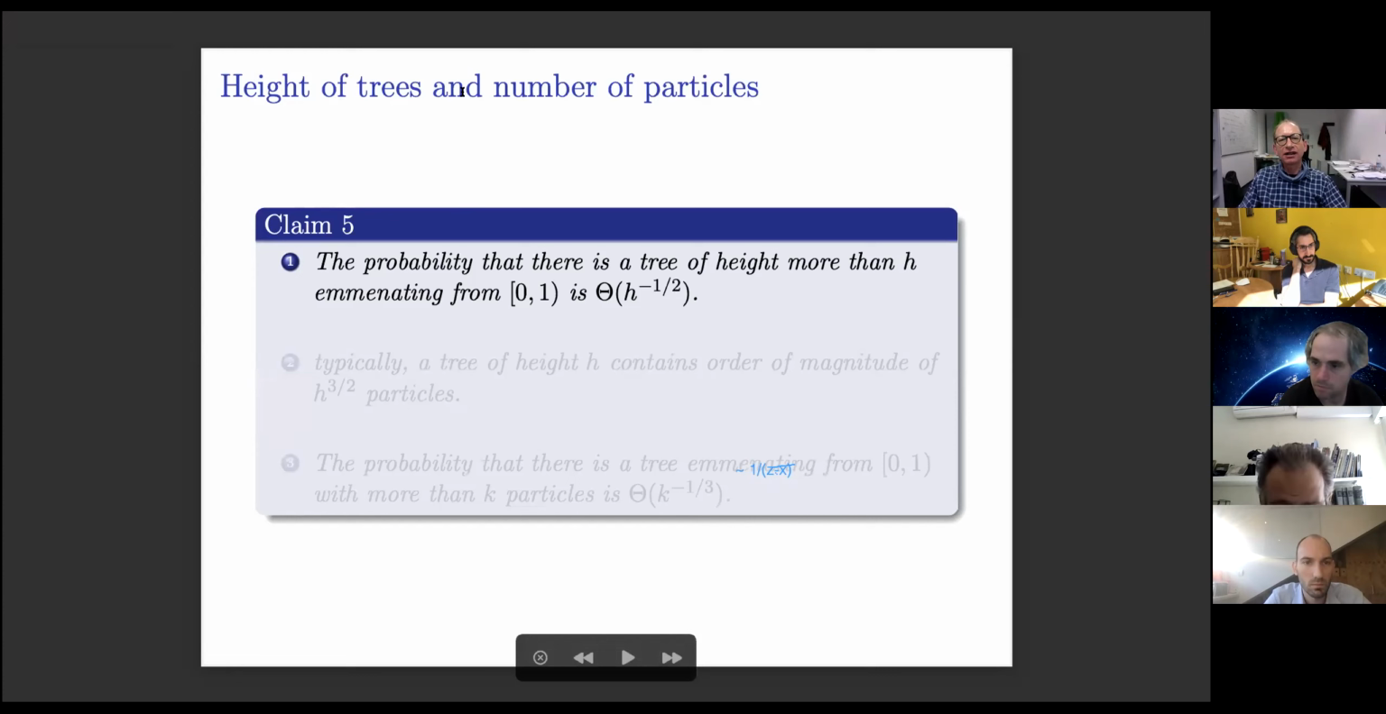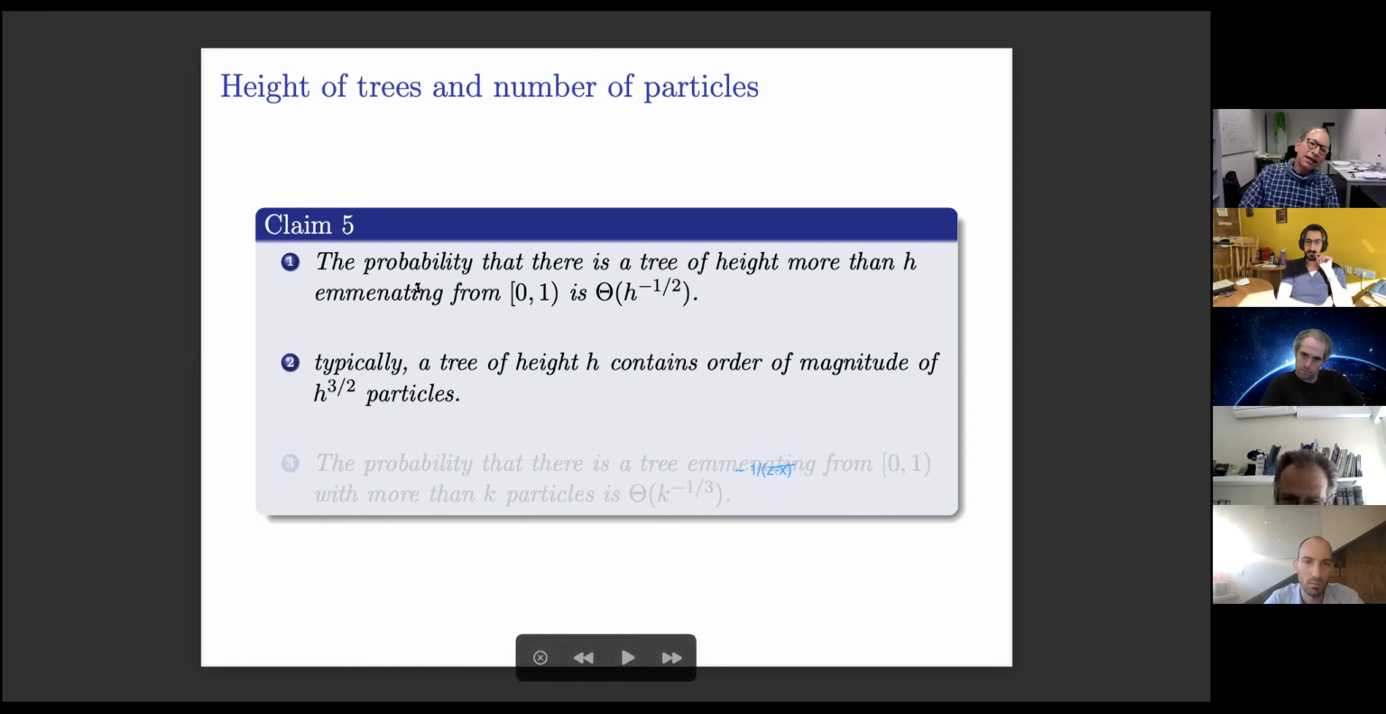So what's the height of a typical tree, and what's the number of particles? The probability that a given tree has height more than h is of order h to the minus 1/2. This follows immediately from the Brownian web scaling limit. Then another fact, which needs to be more properly phrased, is that typically a tree of height h contains order h to the 3/2 particles.